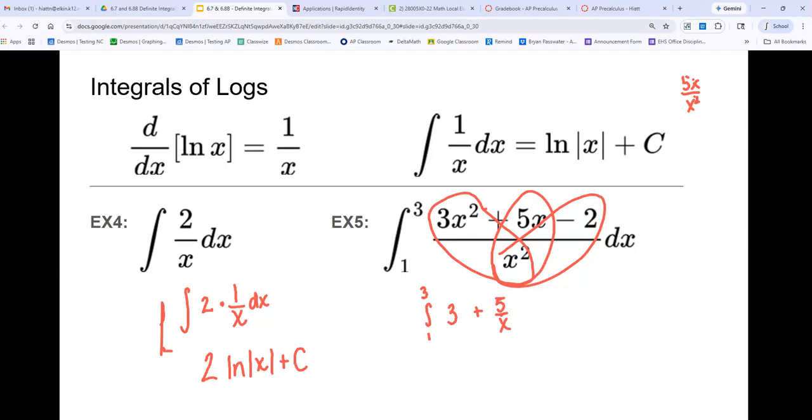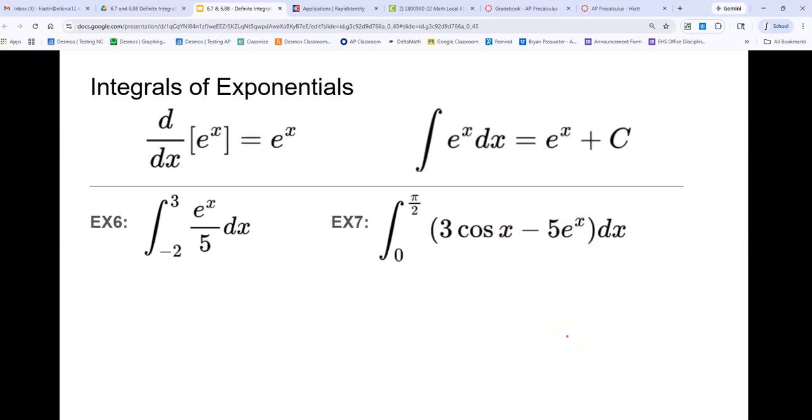2 over x squared. But that is not a natural log because the x is raised to a power. I want to write it as 2x to the negative 2. So then you would integrate each one. That middle piece, that 5 over x, is a lot like example 4 right here. You're going to get a natural log in that spot. I don't have time to finish that one, but you'll integrate like we did for the others.